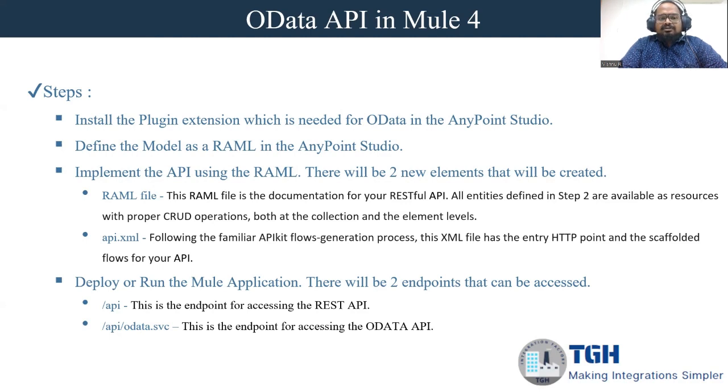Once that is done, we need to implement the particular functionality that we are trying to fetch. Once the functionality has been implemented, we will deploy it or run the Mule application, either using the Mule embedded runtime or for the cloud app. Once we deploy it, there will be two endpoints that can be accessed. There will be a slash API, which will be the REST API endpoint, and there will be a slash API slash odata.svc. This slash API slash odata.svc will be the endpoint for accessing the OData API. Now we will see how we can implement this by using the Anypoint Studio.